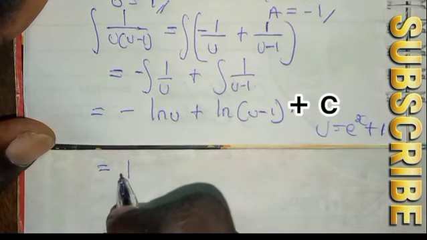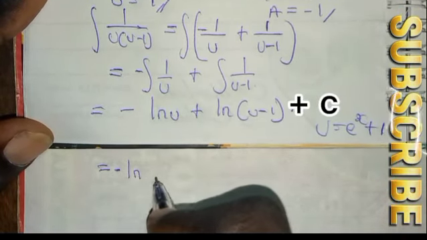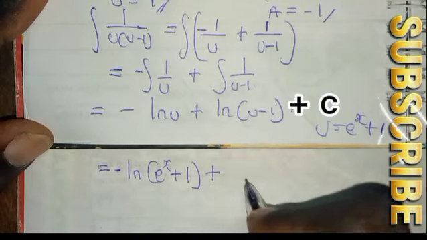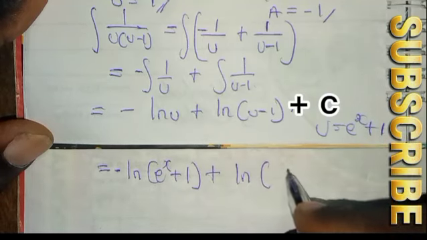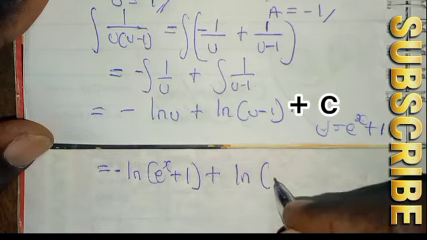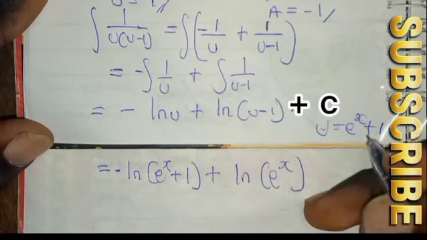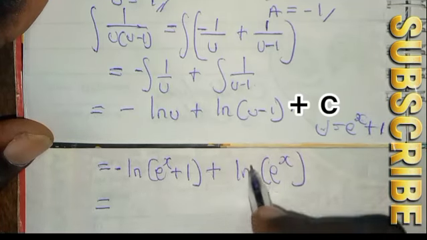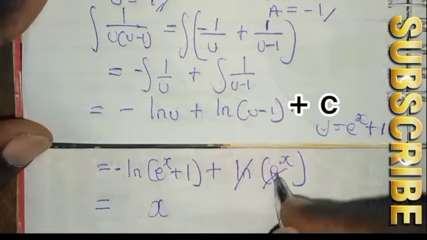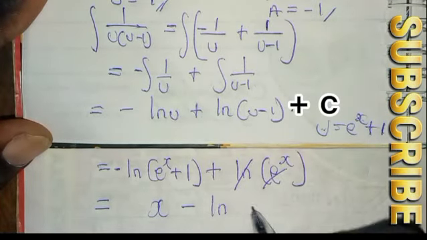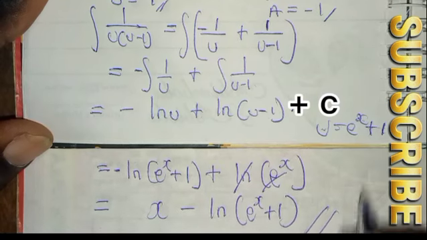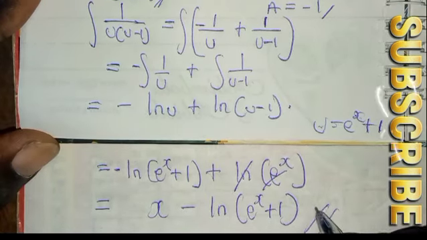We have negative the natural log of u, which is e raised to the power of x plus 1, plus here the natural log of, and don't forget u minus 1 is going to give us e raised to the power of x. So here we are going to have e raised to the power of x. So now don't forget, natural log, we cancel out the e, so we have x here minus the natural log of e raised to the power of x plus 1. Guys, this is our final answer. Don't forget the constant, which is c, right?